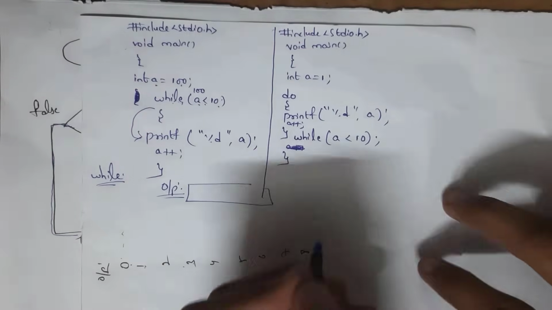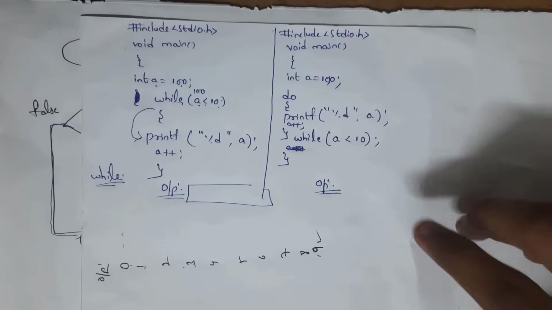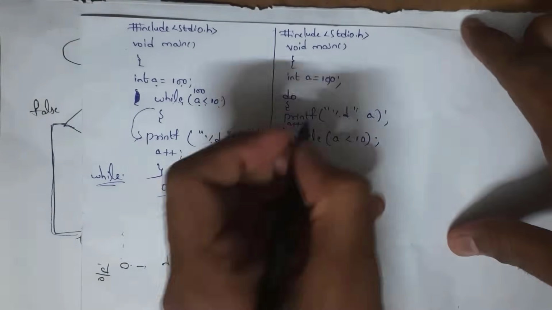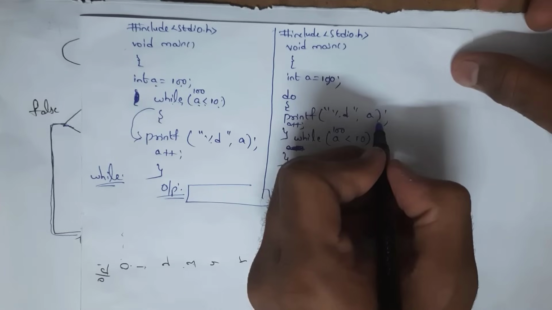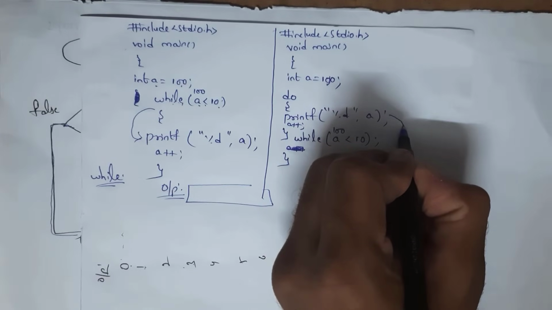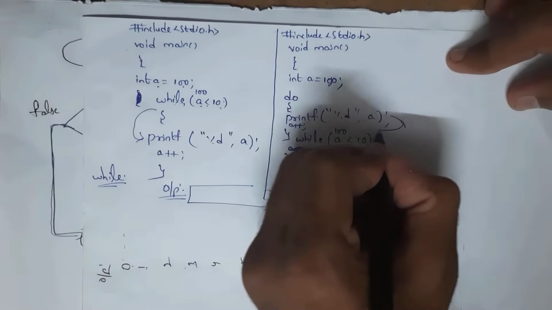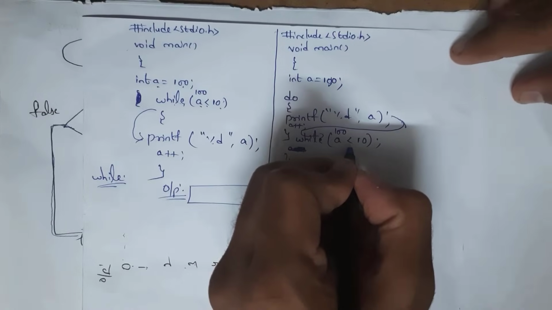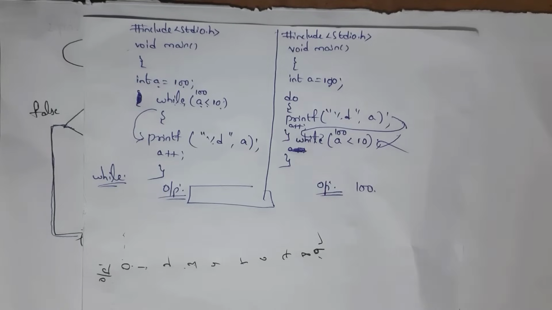But in do while loop, here I gave the value of a as 100. 100 is not less than 10; 100 is greater than 10. Still I will get output 100, because in do while loop it first prints the statement. After printing that statement, it checks the condition. So first it will print 100. After that it will check the condition. 100 is not less than 10, so it will stop this loop. So in while loop it will not print any output, whereas in do while loop it will print the first value.